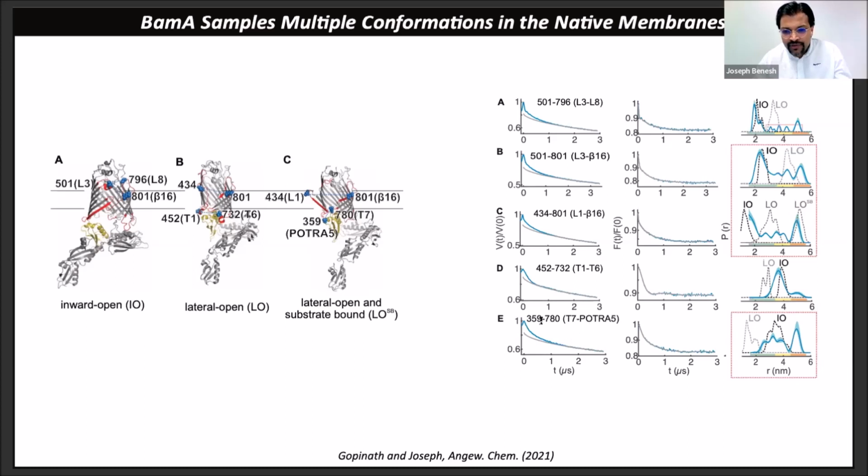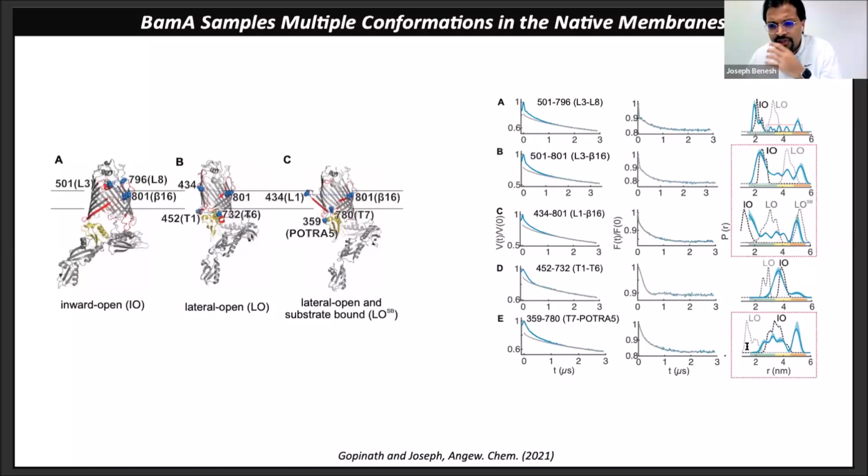And finally, when we come to the T7 to POTRA 5 distance, where we measure between T7 and POTRA 5, you see that POTRA 5 moves into the barrel in the lateral open conformation. So one of the major distances is in agreement with the inward open conformation. And we see an even longer distance component, longer than this, suggesting additional dynamics for the POTRA 5 domain in the native membranes.